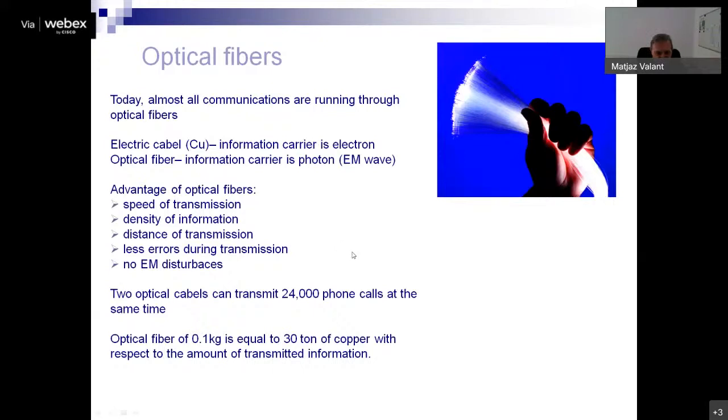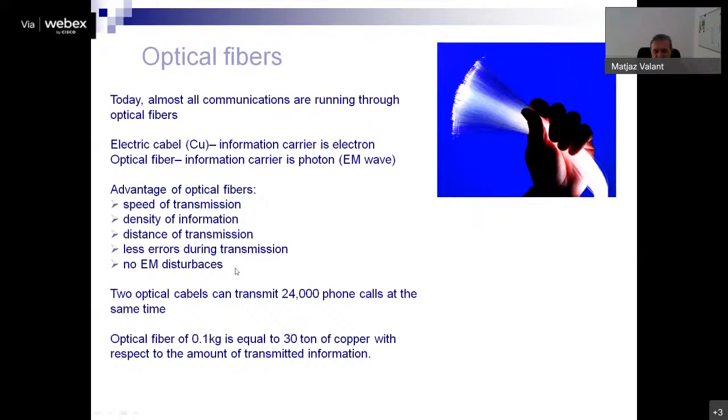There's another thing. There's much less error during transmission, because we can produce optical fiber which is much more homogeneous than the copper wire. And in addition, in the copper, an electromagnetic field can significantly disturb the signal and the flow of electrons. It cannot disturb the flow of photons. So we have no electromagnetic disturbances, and correspondingly, much less possibility for somebody to spy on you.